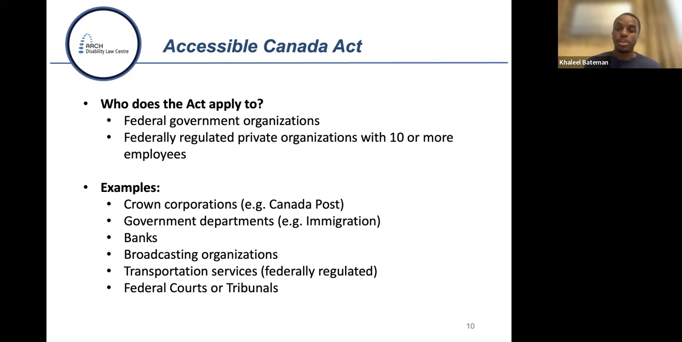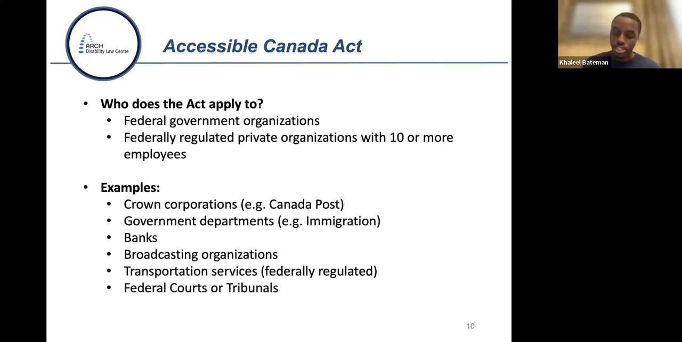Some examples of federally regulated private organizations would be banks or broadcasting organizations. The Act would also apply to federally regulated transportation services. This would be transportation that involves crossing over from province to province or from Canada to another country.